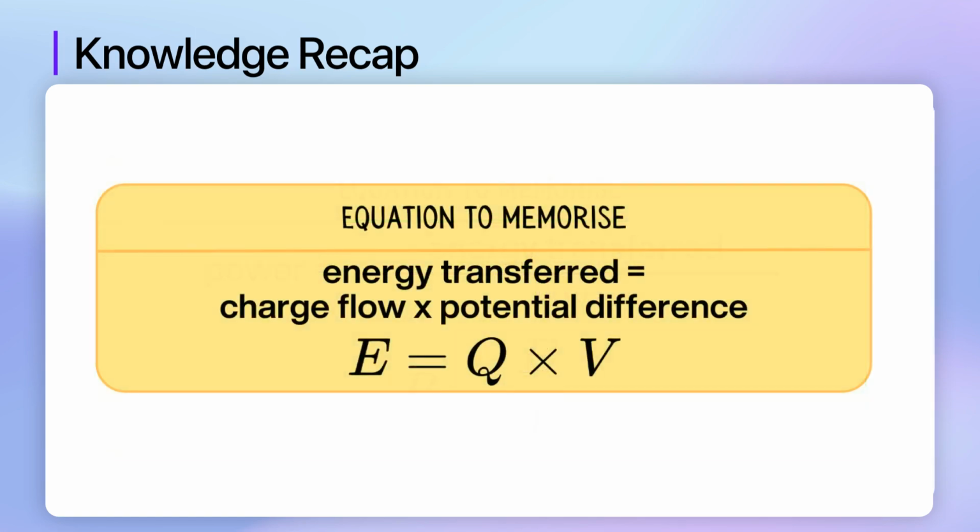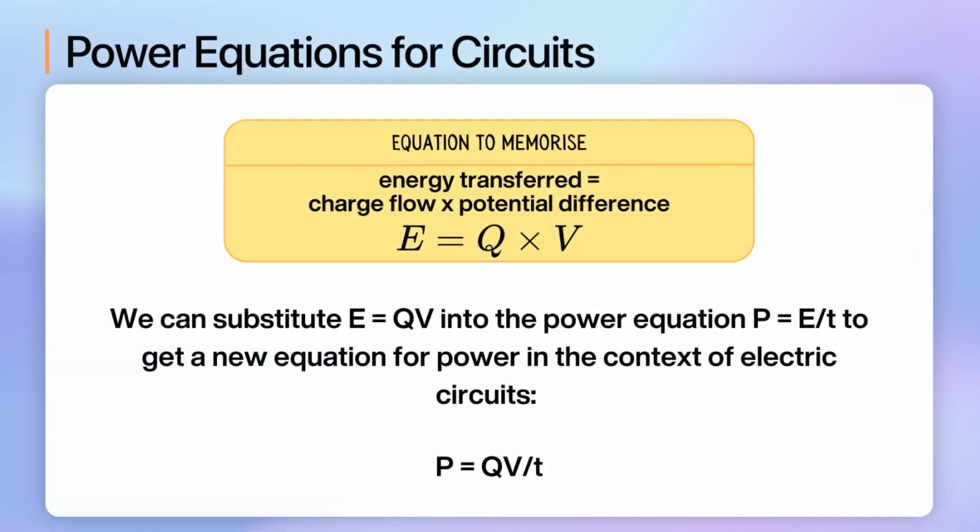We also know from our last lesson that, in the context of electrical circuits, energy transferred, E, can be represented as the product of charge, Q, and voltage, V, or E equals QV. We can substitute E equals QV into the power equation P equals E divided by T to get a new equation for power in the context of electric circuits. This can be written P equals QV divided by T.